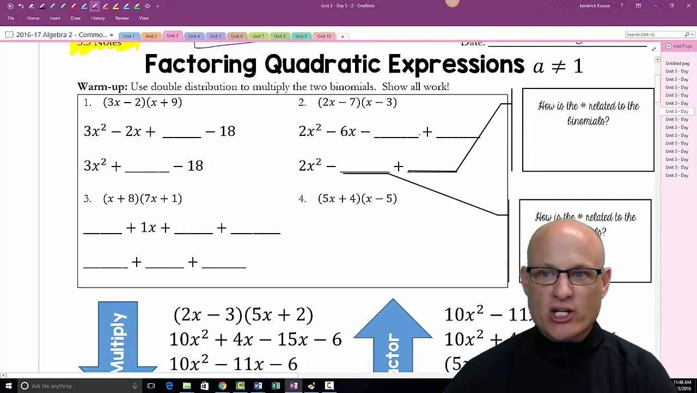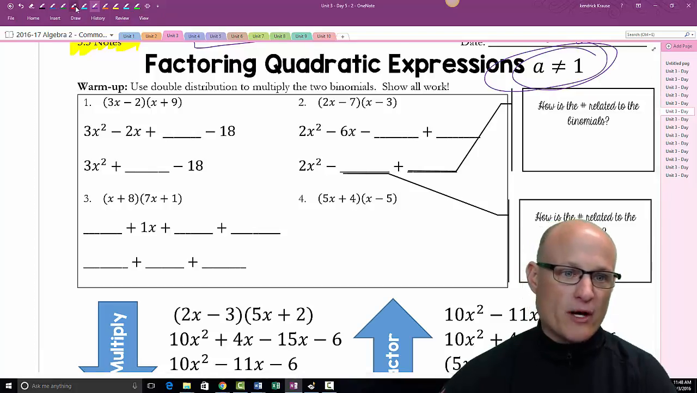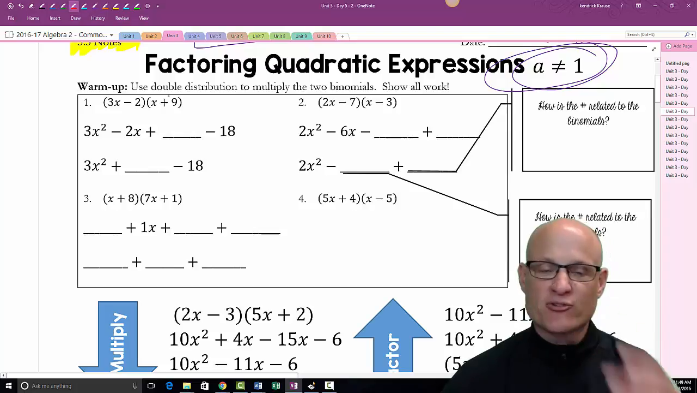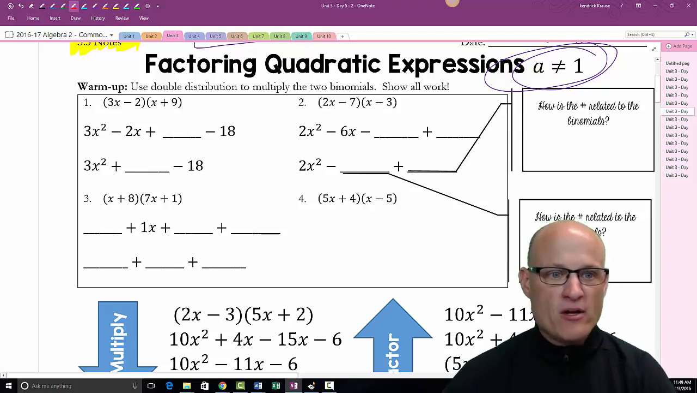All right, we're just going to go through. By the way, we're only going to factor today where A is bigger than 1. So let's go through. You all know how product sum works, and you all know how to double distribute. So if I double distribute here, I get 3x squared minus 2x plus 27x, and then minus 18.